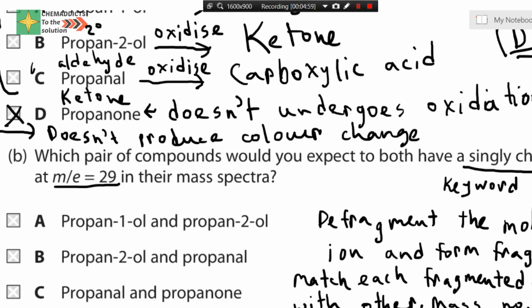Now we just need to match this figure over here with this figure. That's it. So let's do it. Here the options are given over here. So now let's defragment these molecules.